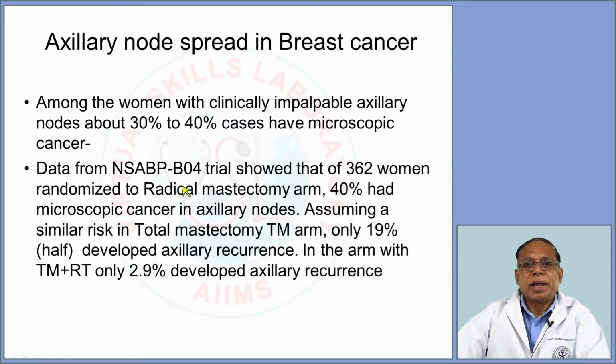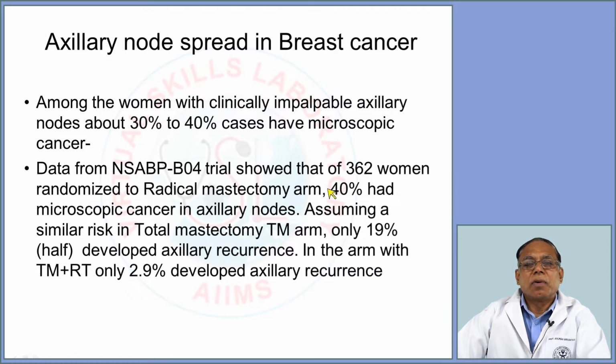And this was the data of NSABP B04, where 362 women were randomized either to receive radical mastectomy, which was the standard of care in those days, where 40% had microscopic cancer in the axillary nodes, and assuming a similar proportion will have this in the other group, which was treated by total mastectomy, removal of the entire breast with no further therapy, or the third group, which had total mastectomy followed by radiotherapy. There only 2.9% of patients developed axillary recurrence, as opposed to women who had total mastectomy alone, where 19% developed axillary recurrence.